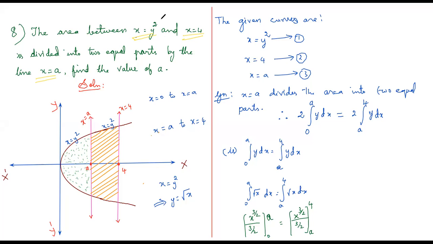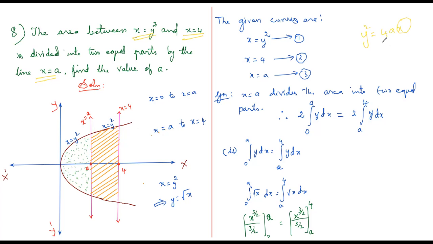So actually, what is x is equal to y square? Y square is equal to x is of the form y square is equal to 4ax, right? So it is symmetric about the x-axis and opens to the right.